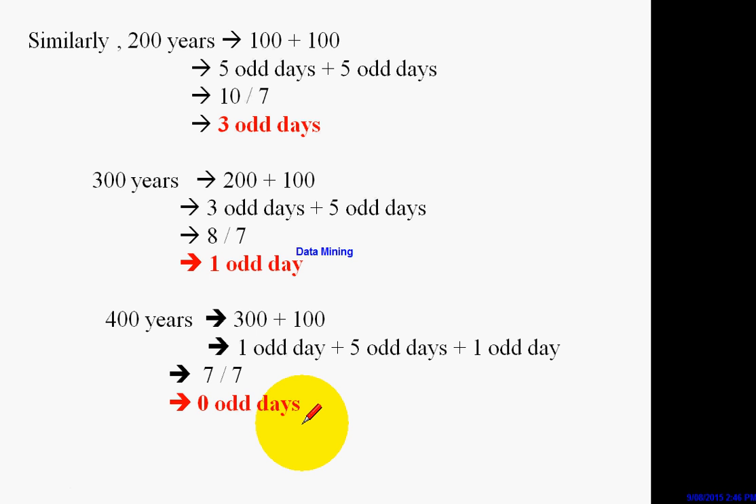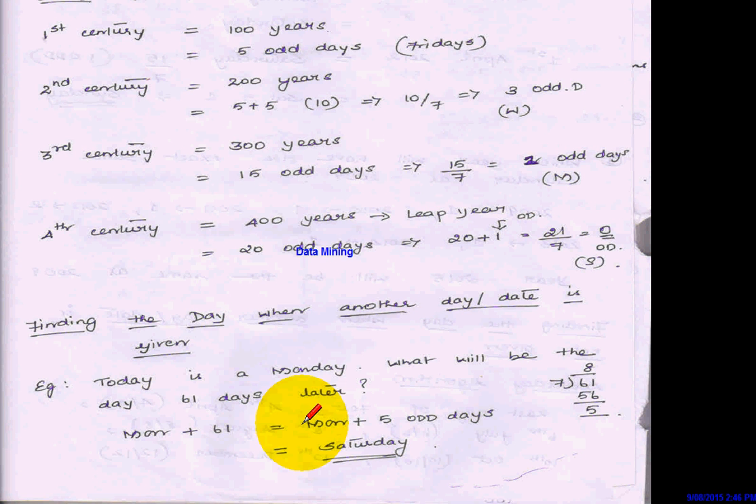Or I can say that all the perfect centuries will have 0 odd days. Clear? Right. Okay.